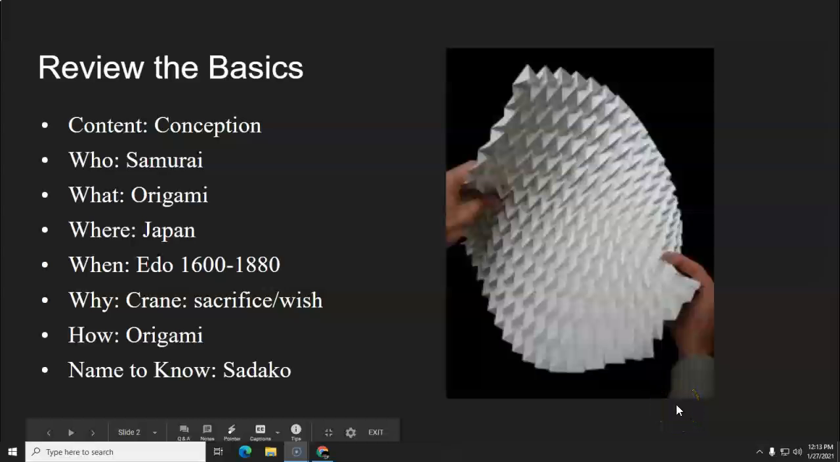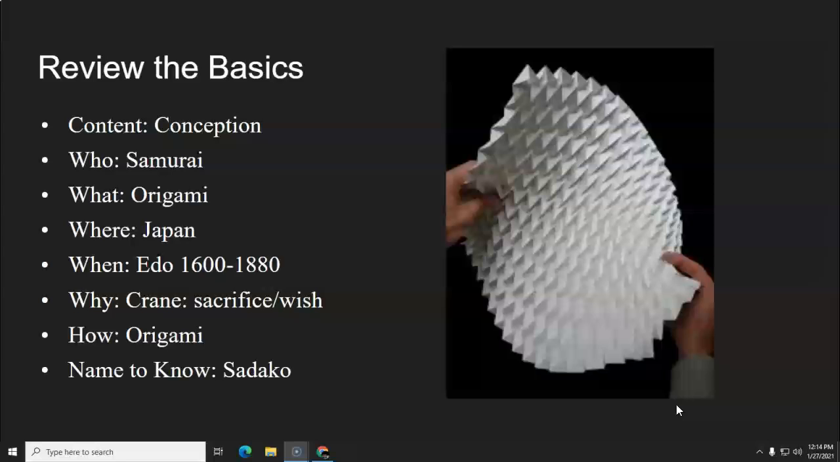So reviewing our basics, our content has been conception, which is -9 to 0. The who we talked about last time in context was samurai, and what they made was origami. Place, Japan, time period, the Edo period, 1600 to 1800. Why the crane was made for a sacrifice or an offering, or so that they could get a wish, particularly in order to make sure that they have a firstborn male. How the process we're using is origami, and the name that you need to know is Sadako, which you will find about in content 2.